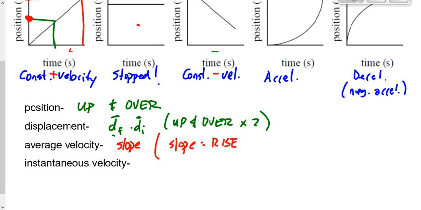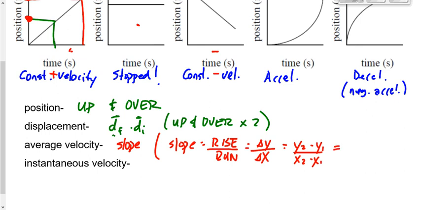How many people have seen it in math classes, the words rise over run? How many people have seen it this way? Delta y over delta x. Okay, how many people have seen it as y2 minus y1 over x2 minus x1? Okay, these all mean exactly the same thing, right? How else could we write it now?